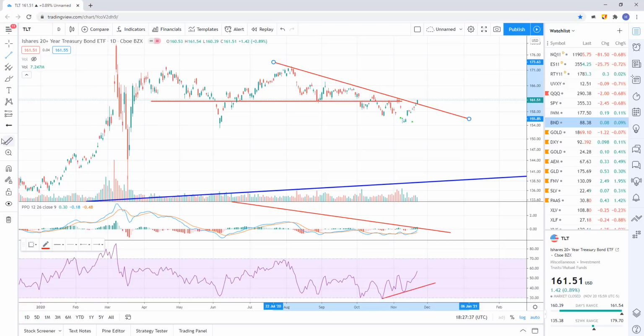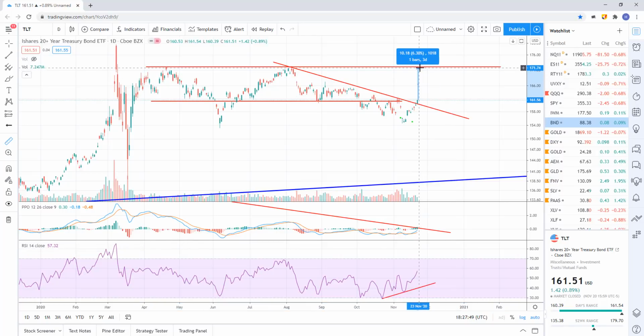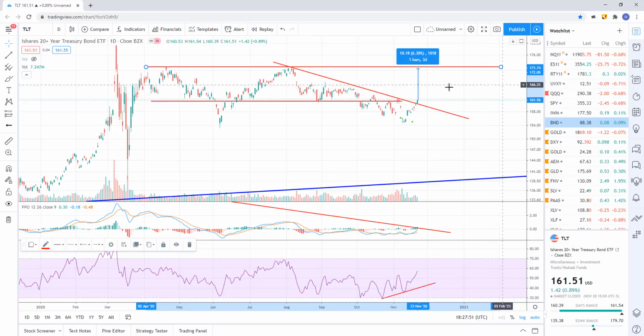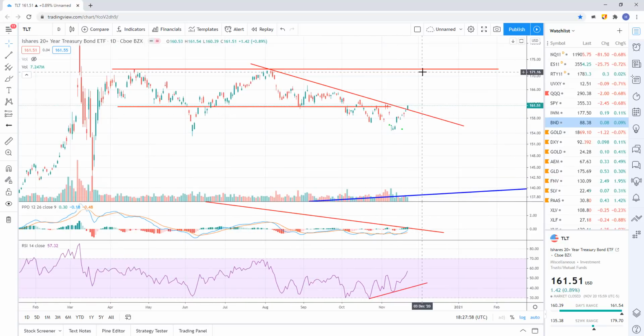TLT doesn't move a lot. So you can see from about right up here, we've got some resistance right up there. That's probably the target. And from where we're at now to there, that's a move of about 6%. So again, the volatility is not nearly as high. So you can take a larger position size and ride this thing up to that 172 area.